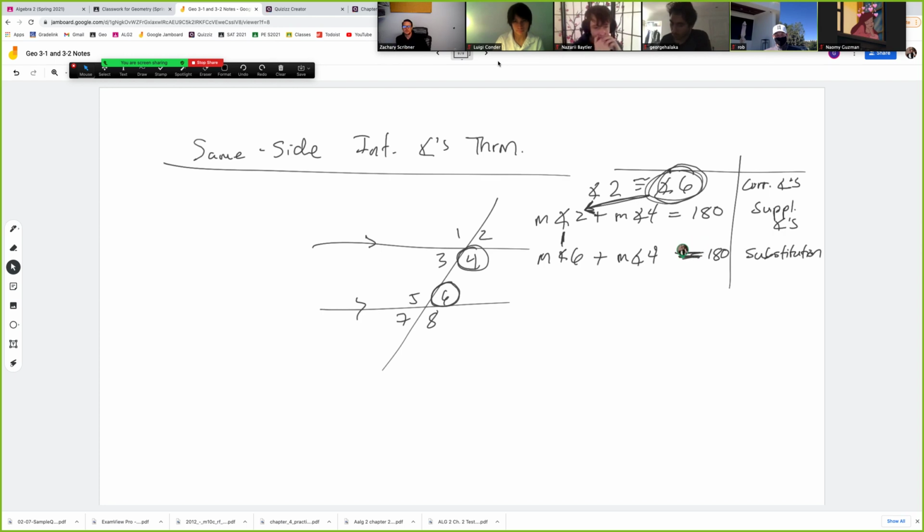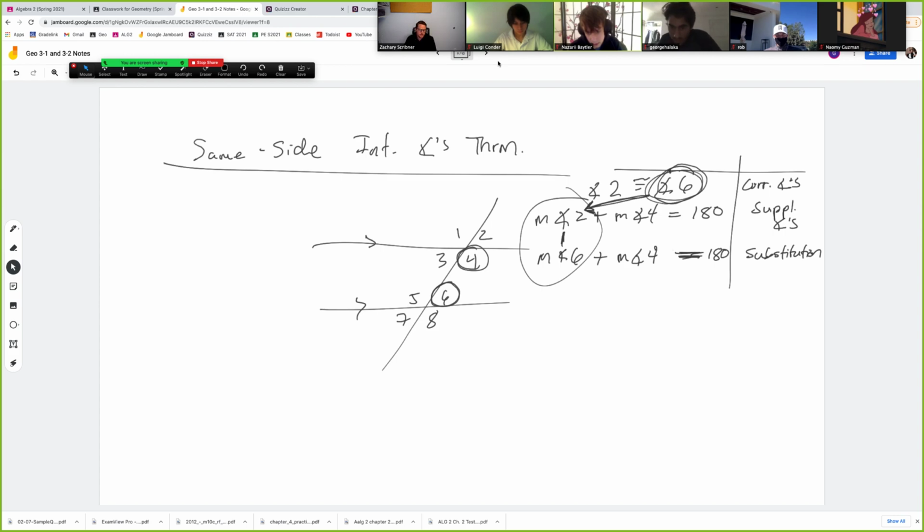Okay? So hopefully you guys can see that. I literally just substituted those in because we know that 2 is congruent to 6 because of corresponding angles. I can substitute 6 in for the 2, and now I've got 6 plus 4 equals 180. Now, I have to know that these 2 equal 180. Why do I have to know that? Because anytime you have a line, all of the angles that make up that line equal 180. Okay, and that's the definition of supplementary angles. All right, so continuing on, we're moving to the next page.